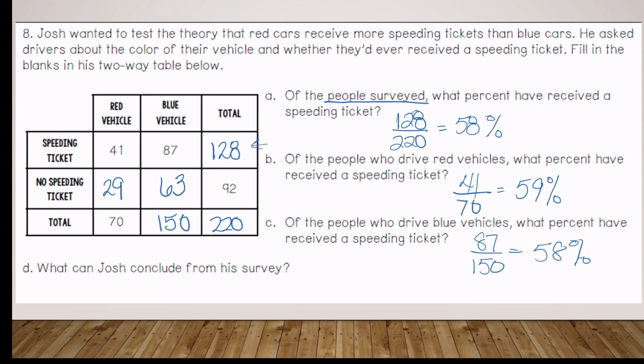So when you look at all these numbers, they're all within a percent of each other or the same. So you cannot assume that people who drive red vehicles are more likely. They're about even, okay? So not more likely. Of course, we would write this in more detail because you will have a short answer reply. But you could say people who drive red vehicles do not seem more likely to receive speeding tickets than those who drive blue.